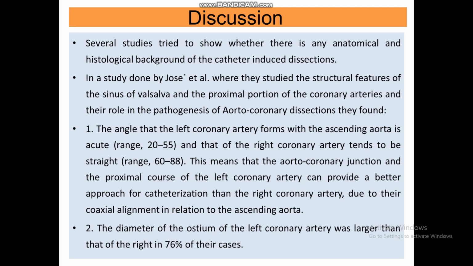They found, first of all, that the angle that the left coronary artery forms with the ascending aorta is acute, ranging about 20 to 55, and that of the right coronary artery 10. And the proximal course of the left coronary artery can provide a better approach for catheterization than the right coronary artery due to their coaxial alignment in relation to the ascending aorta. The second issue is that the diameter of the ostium of the left coronary artery was larger than that of the right in about 76% of their cases.